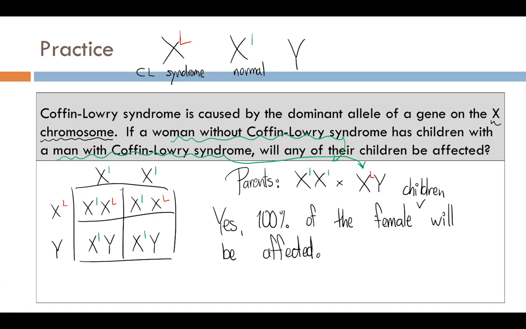So this is why it's X-linked. It's found in the females, but it's not found in the males. Okay? Take my advice, use this notation with the X and the superscript letter, and I think you'll find that's the best way to do these examples with sex-linked inheritance.